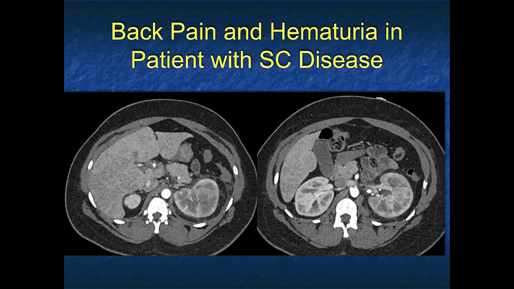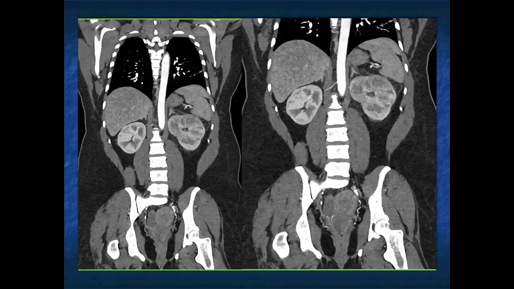Another patient, hematuria and back pain. Patient has sickle cell disease. You can see the patchy enhancement of the left kidney. The left kidney is larger, there's stranding around the kidney, and the intensity of the nephrogram is not as good as on the right side. You can see it very nicely as you look at the coronal views.